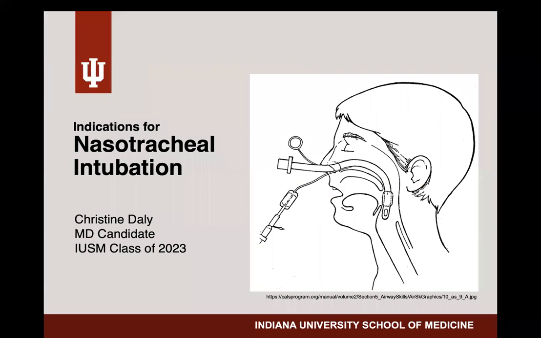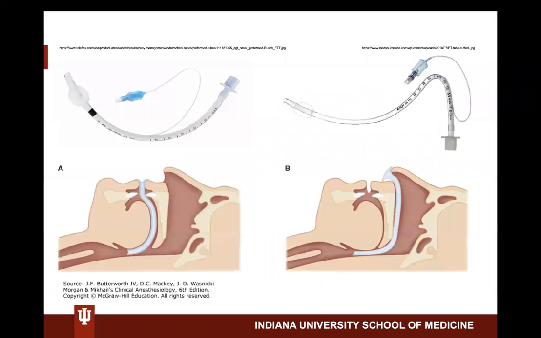Hello. In this video, we'll discuss indications for nasotracheal intubation as it pertains to intraoperative airway management. When discussing intubation, it is not uncommon for the terms endotracheal and orotracheal tube to be used interchangeably. However, endotracheal tubes can either be placed orally, as seen on the left, or nasally, as seen on the right, to establish a definitive subglottic airway.